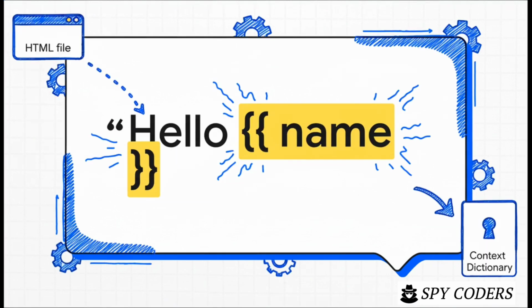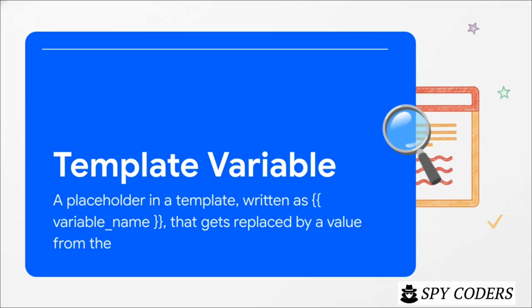Now we hop over to our home.html file. How do we get that data? We use this special syntax, the double curly braces. When Django's template engine is rendering this file and it sees double curly braces, name, double curly braces, it looks inside that context dictionary, finds the key name, and it replaces this entire placeholder with its value. This little name thing, that's what we call a template variable. It's really just a placeholder.